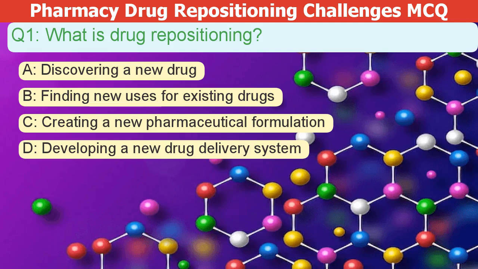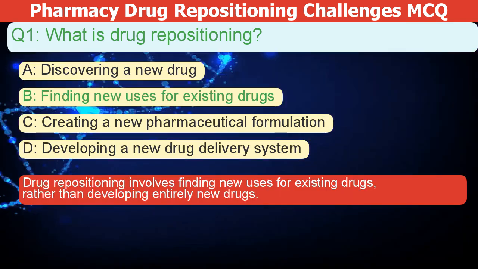What is drug repositioning? A. Discovering a new drug. B. Finding new uses for existing drugs. C. Creating a new pharmaceutical formulation. D. Developing a new drug delivery system. The correct answer is B. Drug repositioning involves finding new uses for existing drugs, rather than developing entirely new drugs.